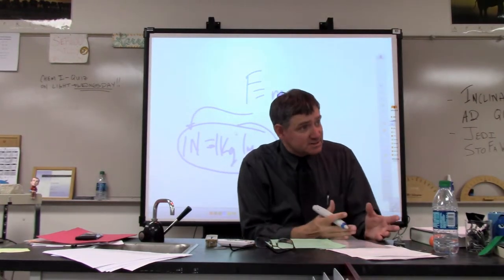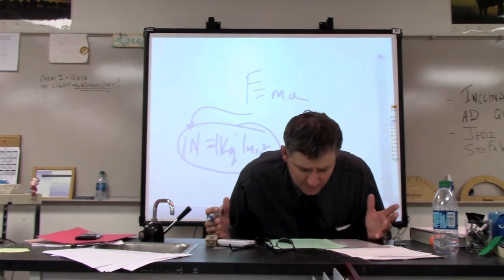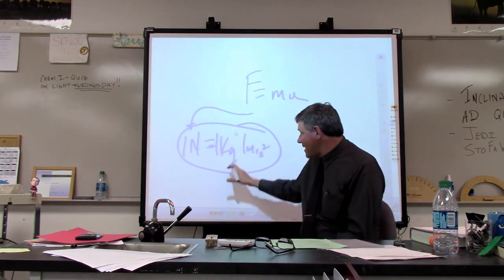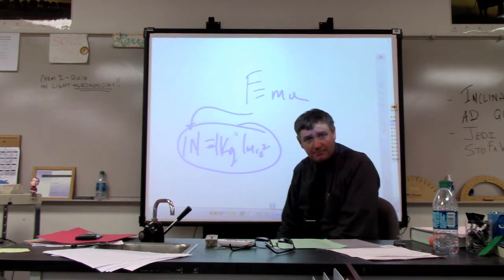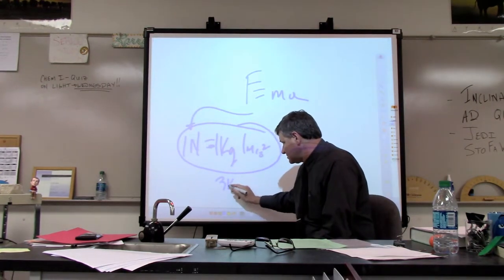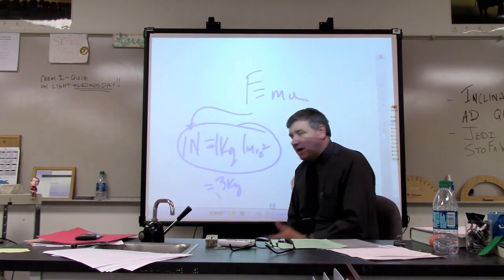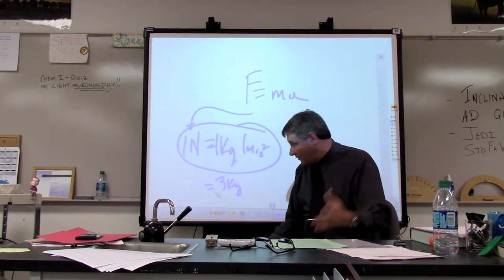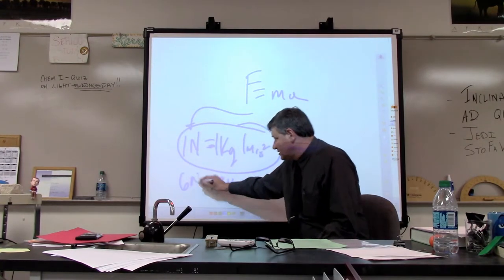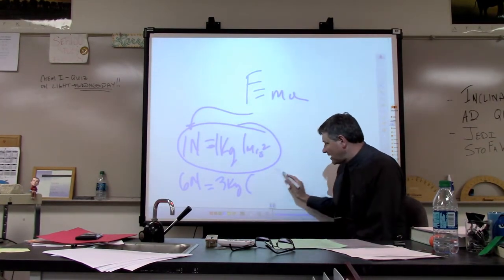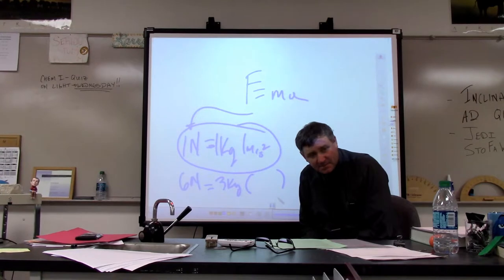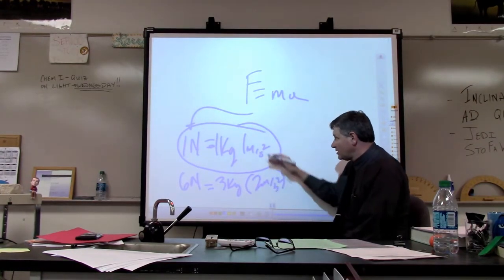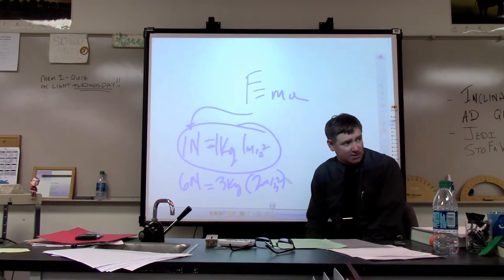Then I look at what's going to change. I'm told that I'm going to triple the mass. So my mass now becomes 3 kilograms. What happens to my force? It increases by a factor of sixfold, so this becomes 6 newtons. So therefore, my acceleration has to be 2 meters per second squared, which is twice what it was to begin with.